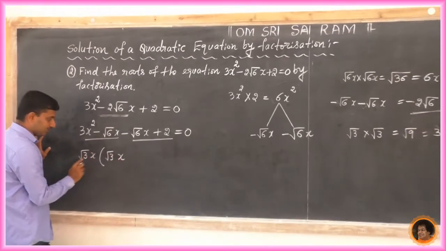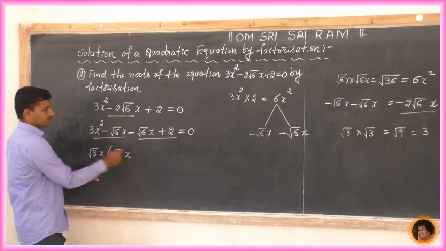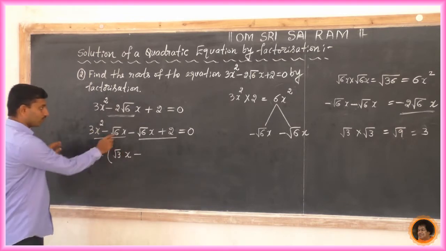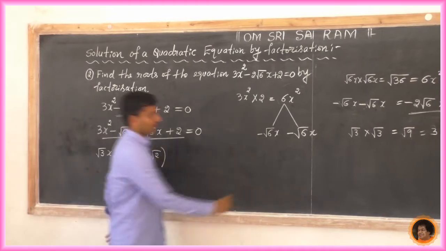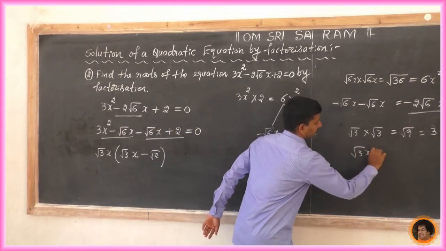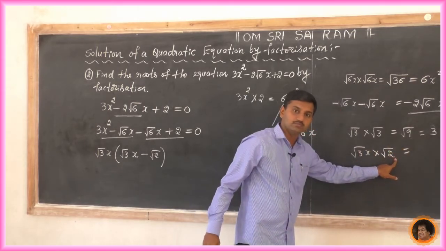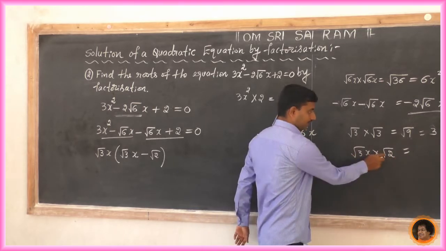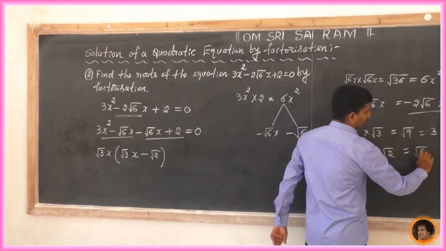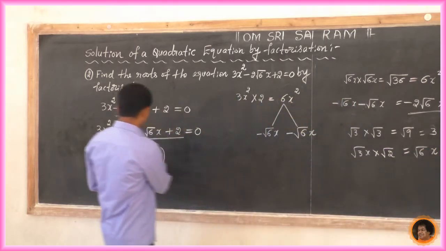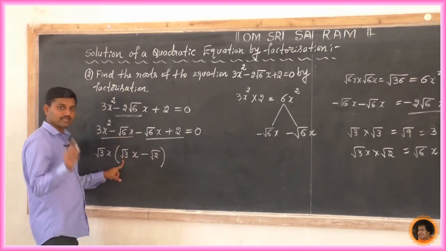So root 3x into root 3x we get 3x square. Root 3 into root 3, 3x into x is x square, minus. So here root 6, here root 3, so the remaining is root 2. Root 3x into root 2 equals root 3 into root 2. Multiplication of the surds: the order is the same, multiply the radicand. So 3 into 2, we get root 6x. So therefore the factor is root 3x minus root 2. I think it is clear.